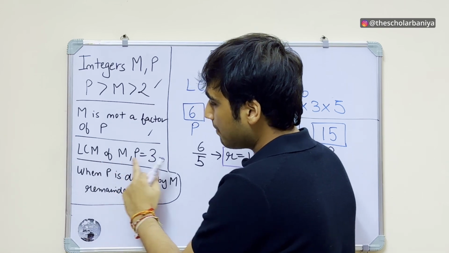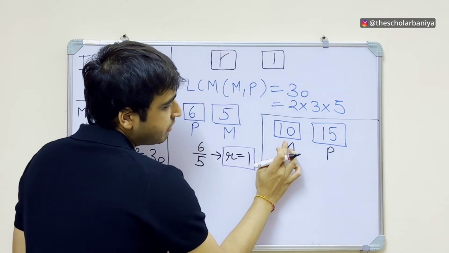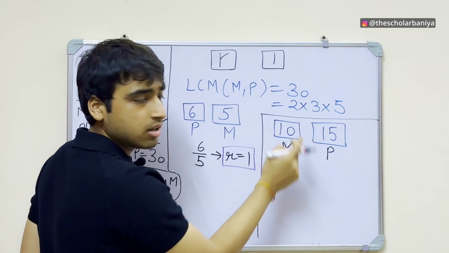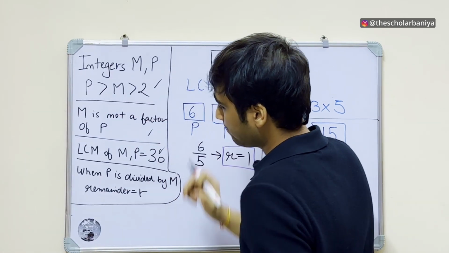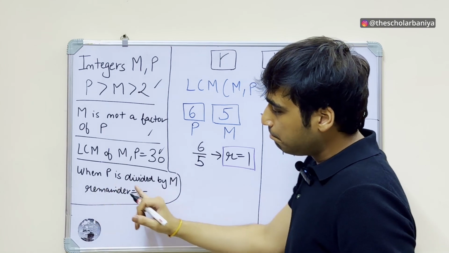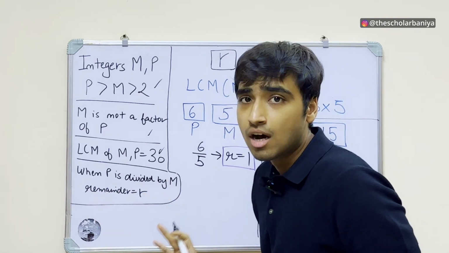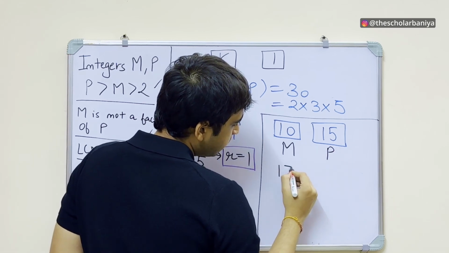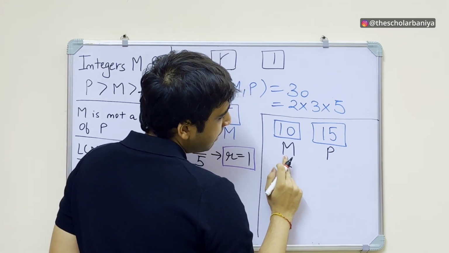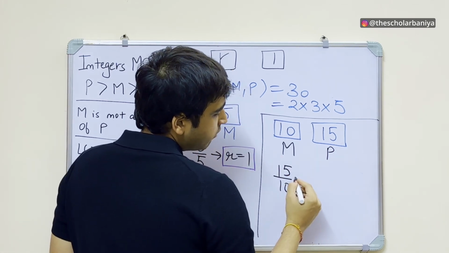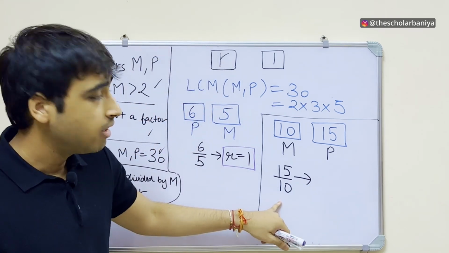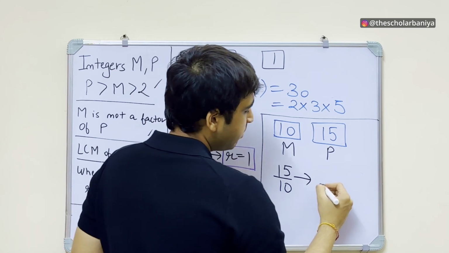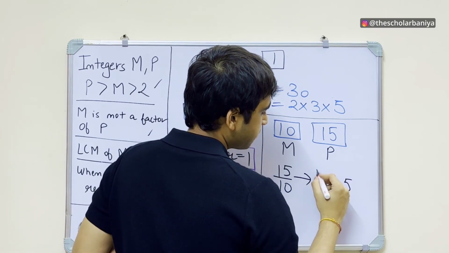The LCM of M and P is 30. So obviously if you take the LCM of 10 and 15, it will be 30, right? We just took it out. So even this condition is satisfied. Now when P is divided by M, the remainder is R. So if we divide P, which is 15, by M, which is 10, what will we get as the remainder? The remainder will be 5, right? So R is equal to 5.